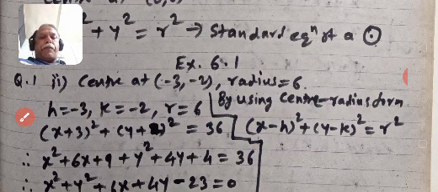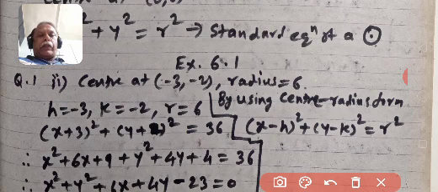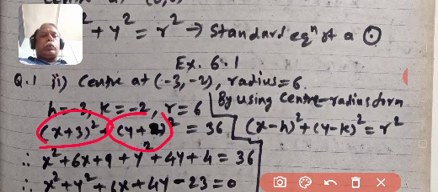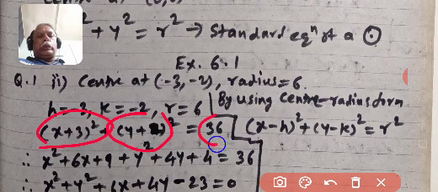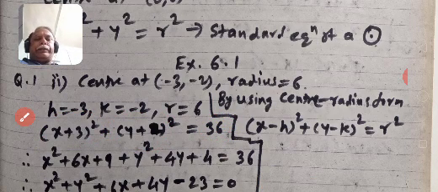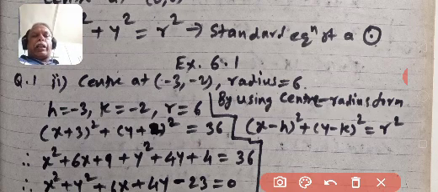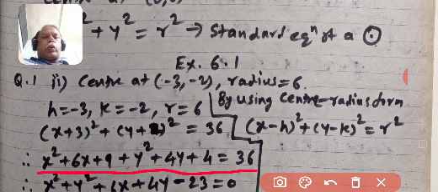we get (x minus minus 3), that is (x plus 3) whole square, plus (y minus 2) whole square, is equal to 6 square, that is 36. Open this bracket. x square plus 6x plus 9 plus y square minus 4y plus 4 is equal to 36.